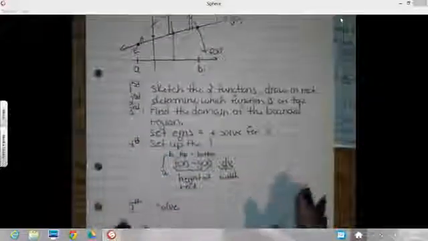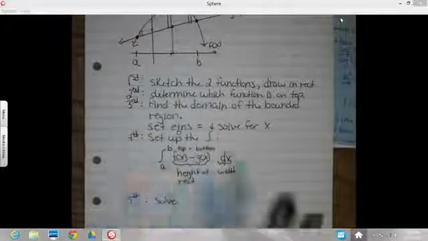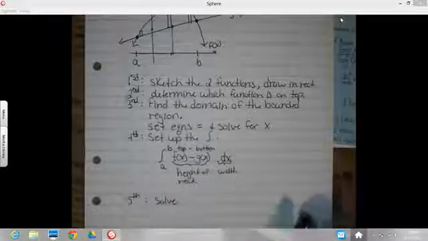Okay, these are not too challenging. There's a lot of algebra going on, but as far as difficulty, they're not too bad. So let's practice a couple. Okay, find the area bounded by.